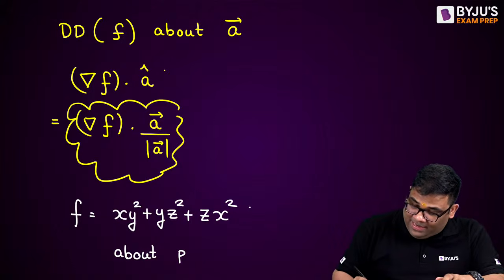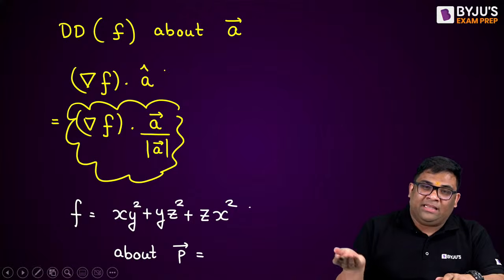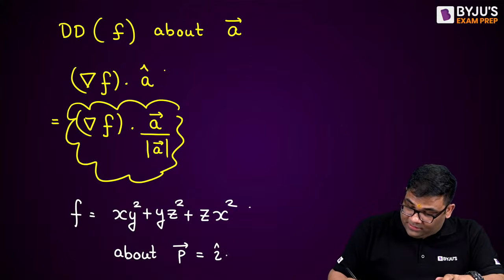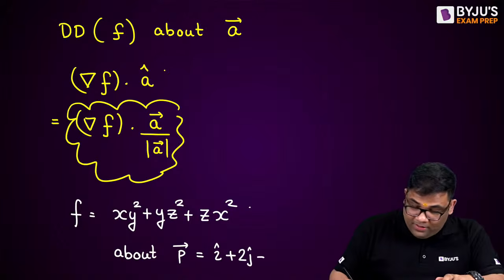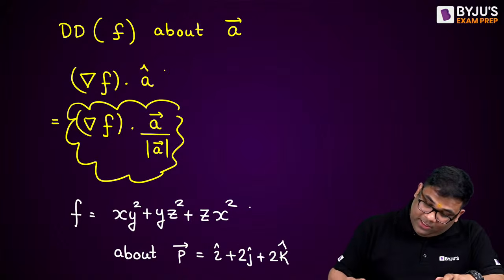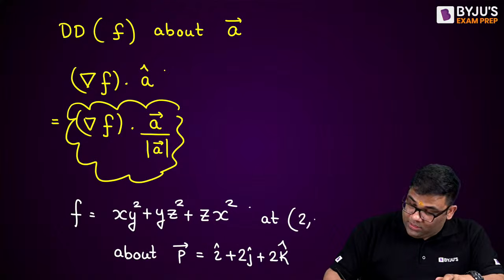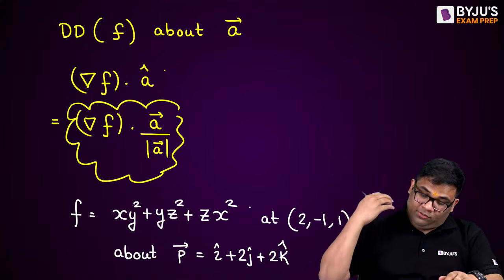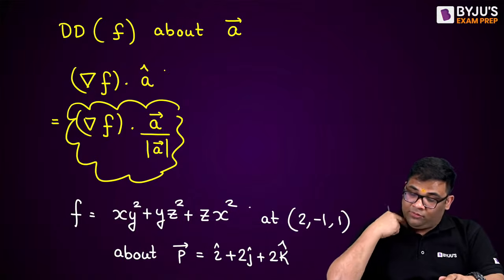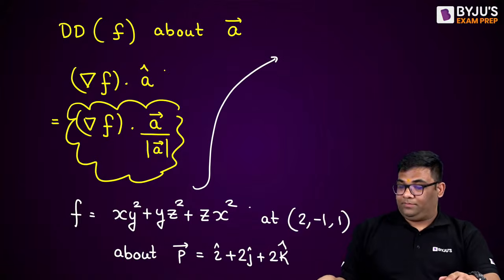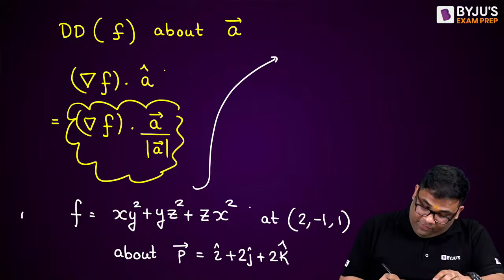See, names don't matter, right? In place of a they give p, x, y, z, whatever, it doesn't matter. The concept matters. The vector is i cap plus 2 j cap plus 2 k cap, and the point is 2, minus 1 and 1. Please find out this answer. This was a GATE 2018 question. Directional derivative of f.